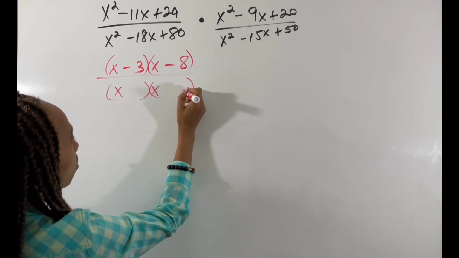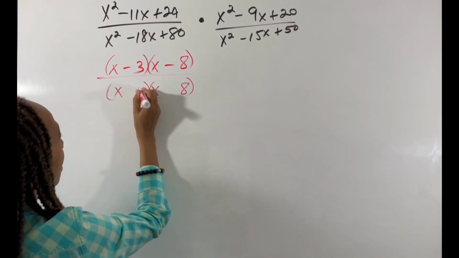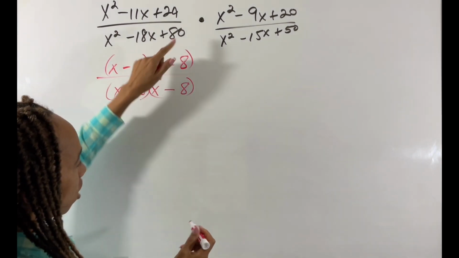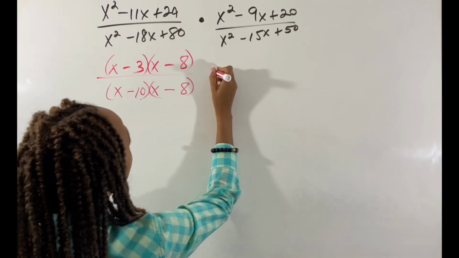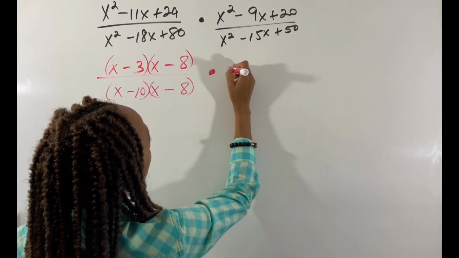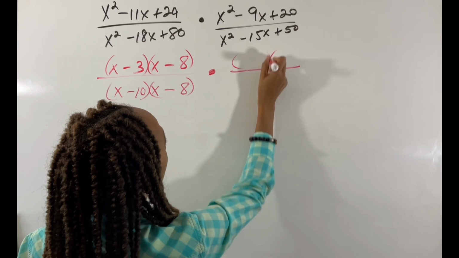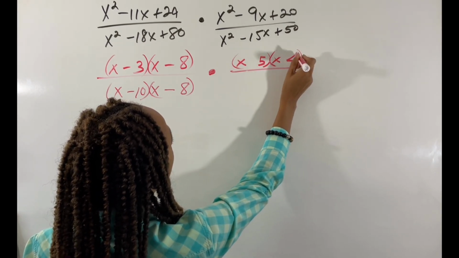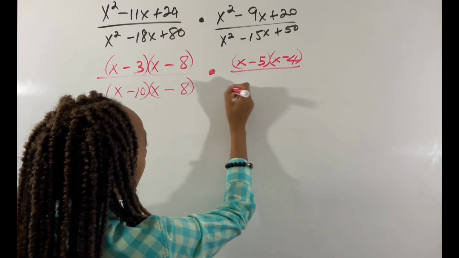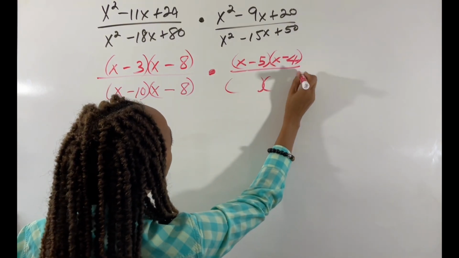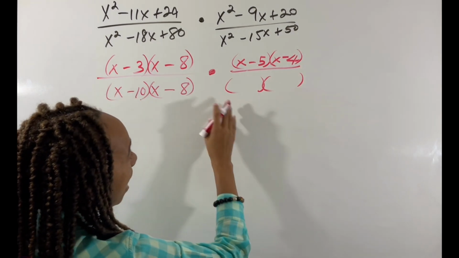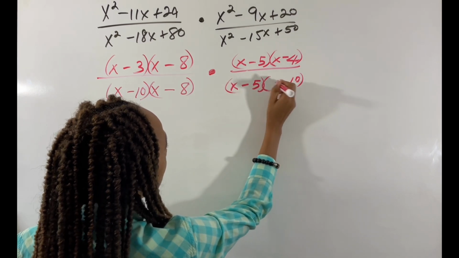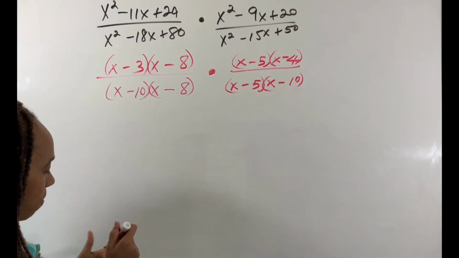So we can do 8 and 10, and they are also both negative because the last term here is positive. Now the next part, now we're multiplying, and we are going to take the 20, and we will have 5 and 4. They're both going to be negative, and below we are going to take the 50, right? And we are going to use 10 and 5. Both are going to be negative, and you will end up with that.